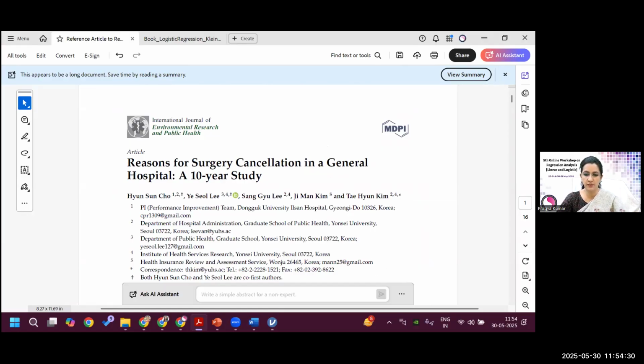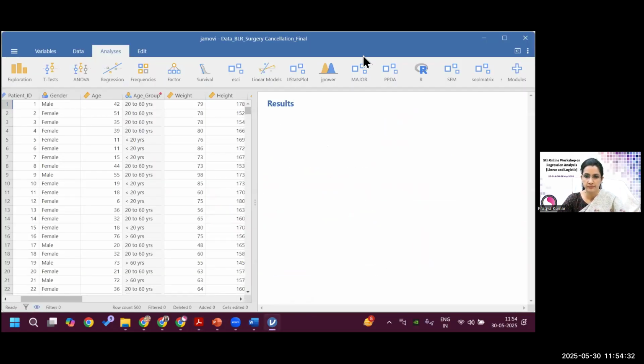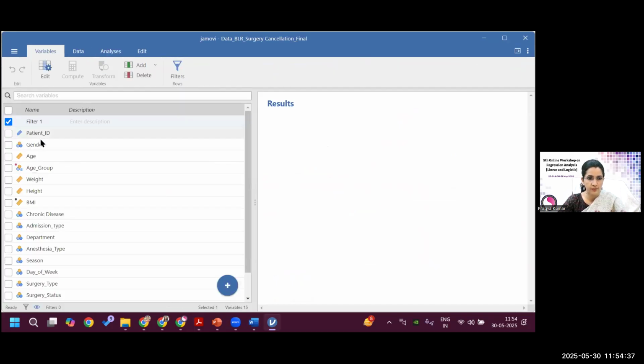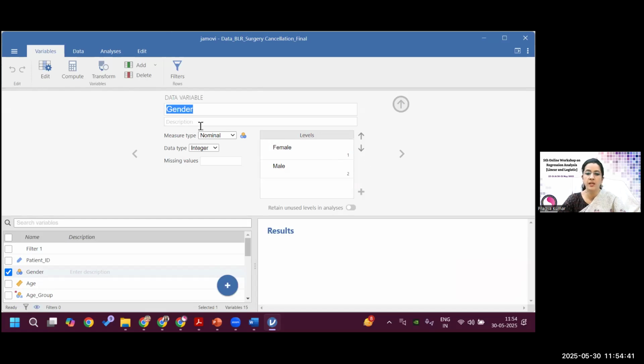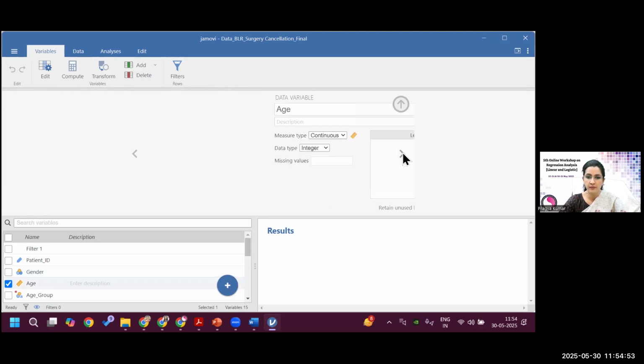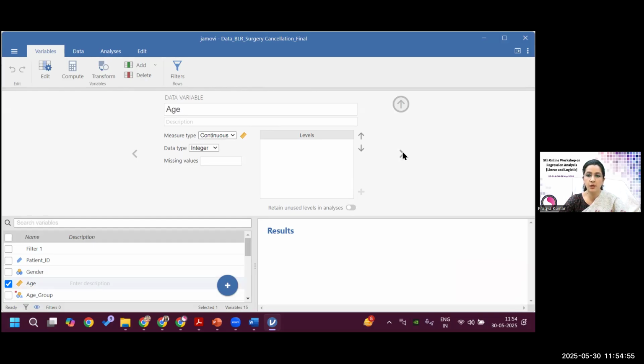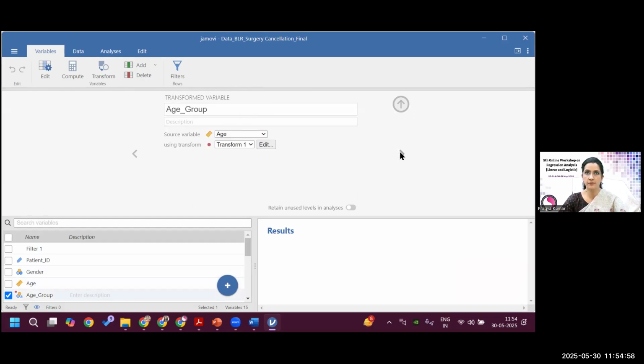So let's see which are the variables. We'll start with gender. Gender has two levels. It is a nominal variable, female and male. It is important to remember the reference level, 1 and 2. 1 is female and 2 is male. Age is a continuous variable. Then comes your age group. We have categorized the age group also.